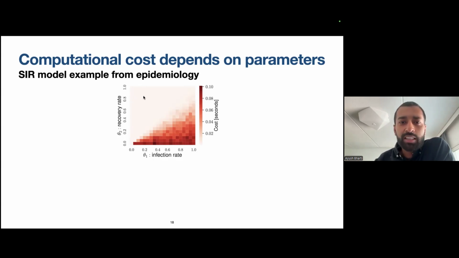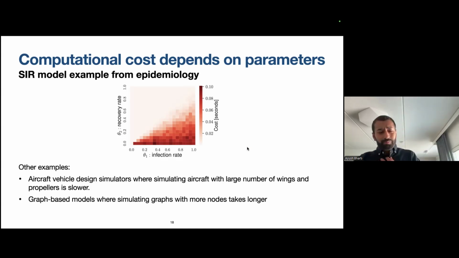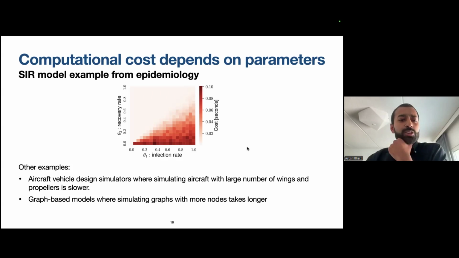And as you can see, it can be what, 5 times the difference in cost from, let's say, the cheaper regions to the more costly regions. And so again, there are other examples also.